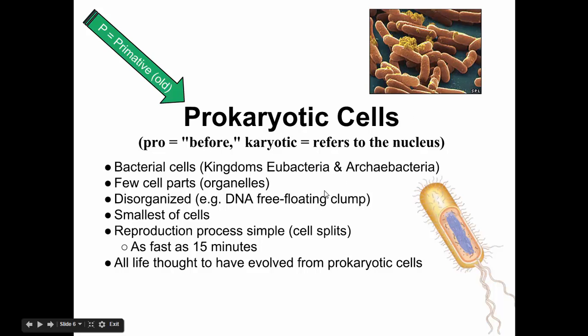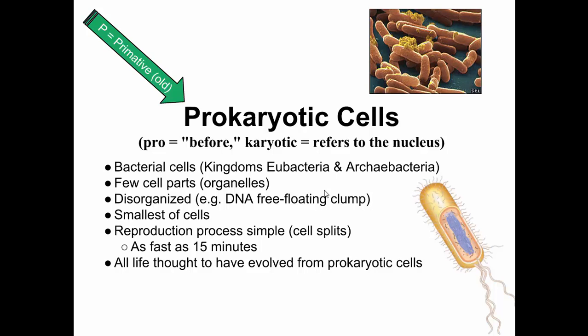Here's a picture. When we get into the kingdoms, there are two kingdoms that have prokaryotic cells, the eubacteria and the archaebacteria cells. Their cells have no nucleus. They have few cell parts, organelles, so they're a much simpler cell. We call it disorganized. So, for example, again, the DNA is just sort of a free-floating clump inside the cell. These are the smallest of cells.